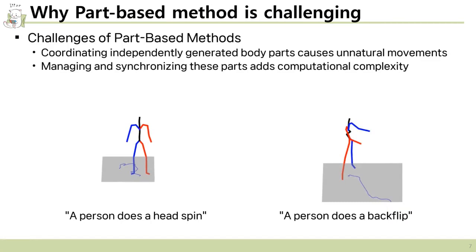Additionally, managing and synchronizing these parts adds computational complexity. The more body parts you're generating, the harder it becomes to ensure that all of them move fluidly and naturally together. This is especially important for complex actions like a head spin or backflip, where multiple body parts are moving in coordination.